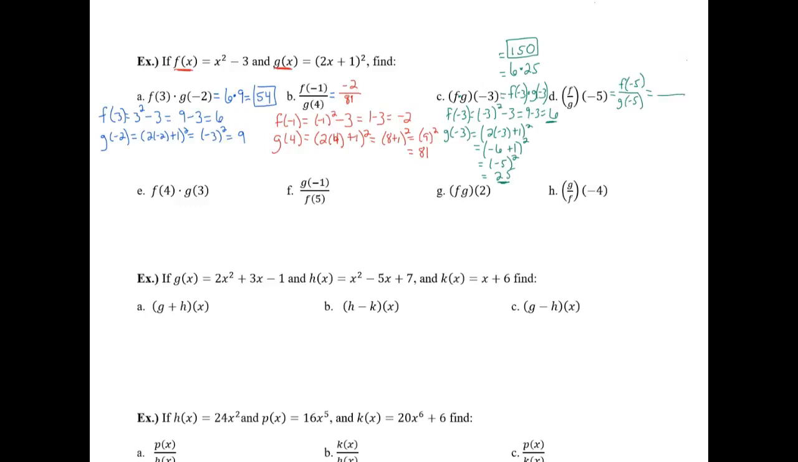So we need to find each function evaluated at negative 5 first. I'm going to look at f first. Again, division is not commutative. We have to do it in the proper order. So I have to do f divided by g. Plugging in negative 5 for x into f.